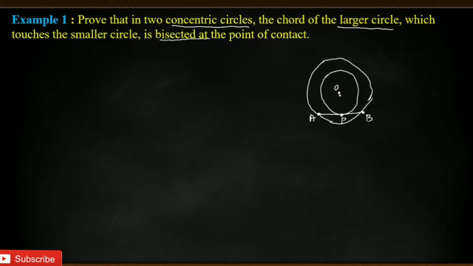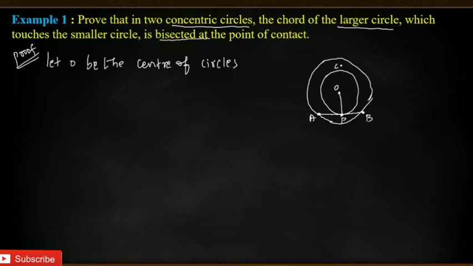Now I'm going to join the O point and the P point. This is the radius of the smaller circle. Let me write the given things first. Proof of this example 1, or solution of the example. Right. See, first let O be the center of the circles.